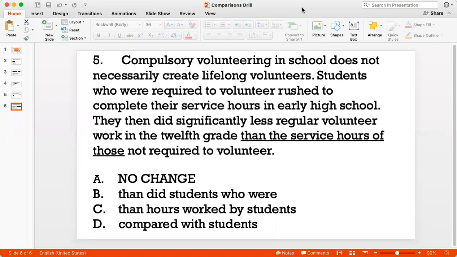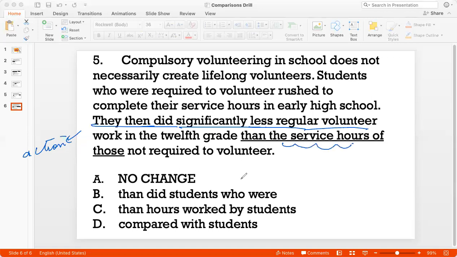Now, here the comparison is interesting because here I'm saying they then did significantly less regular volunteering work. So I'm talking about the action of a group, the action of the group that were required to volunteer. They did significantly less regular work. So the comparison is about the action, the less volunteer work. Now, the first issue is I have to compare students with students. So I cannot compare it with service hours. So option A and option C are clearly incorrect, right? Because they don't compare students with students, right?